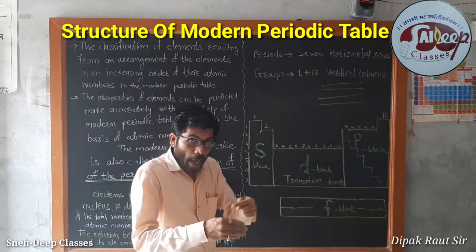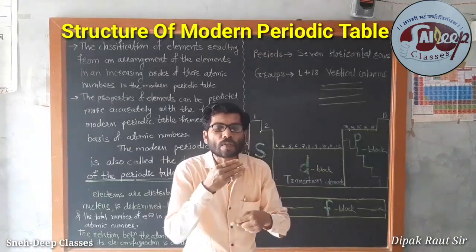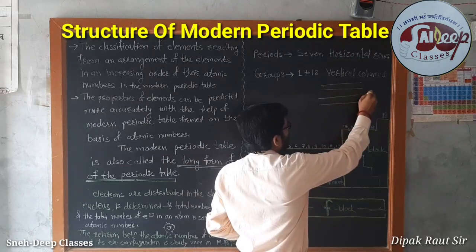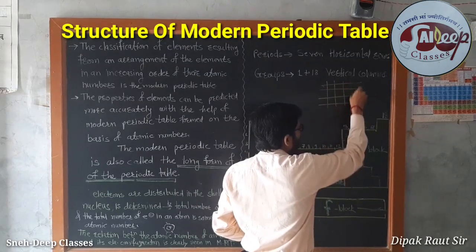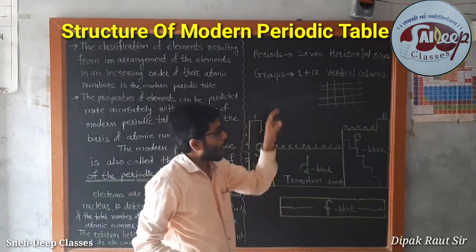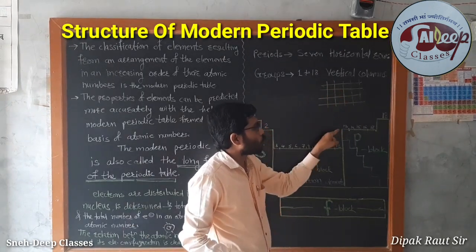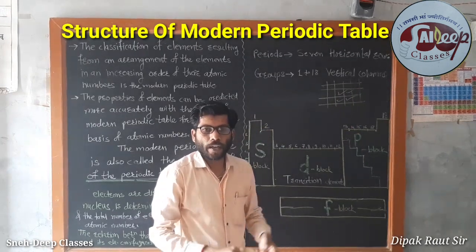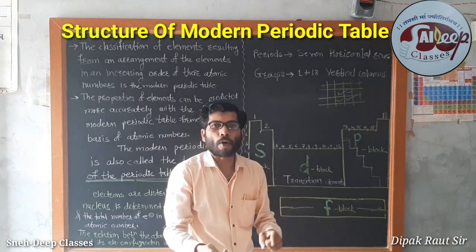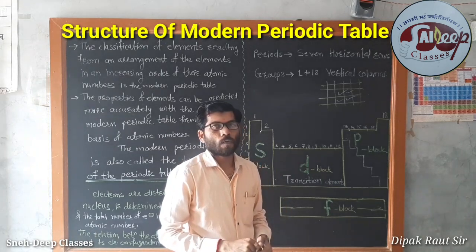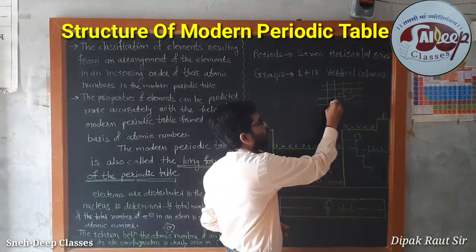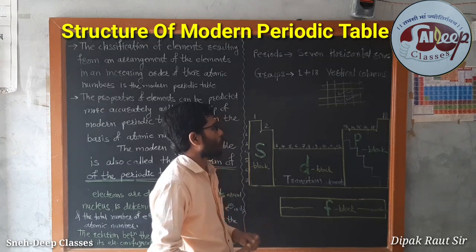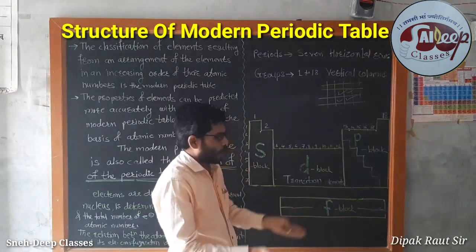Due to the arrangement of periods and groups, boxes are formed. This is the period and this is the group. Each box is separate for one element. One element can be put in one box. One box, one element.